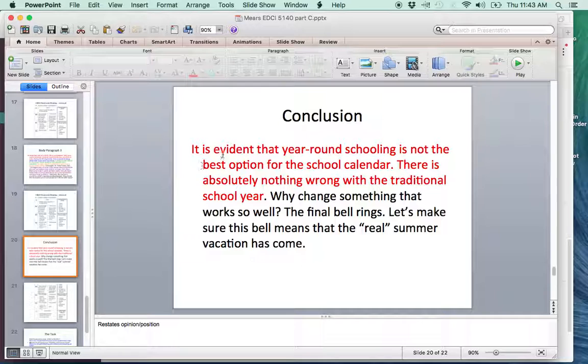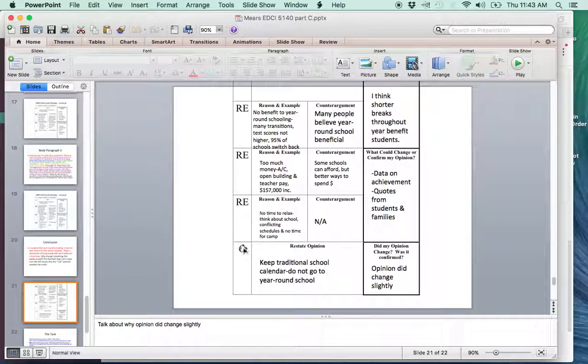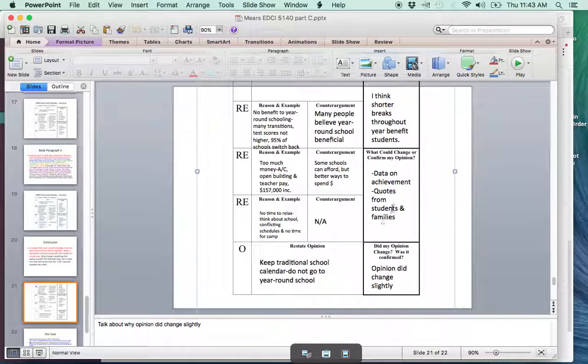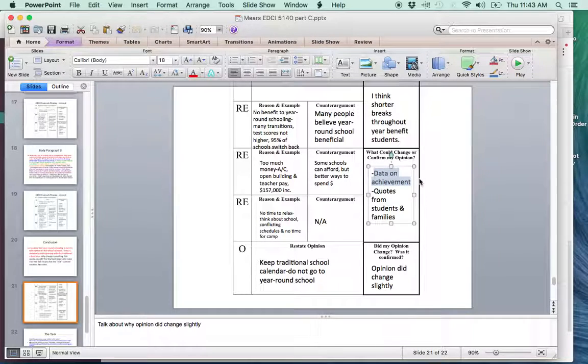Here is the conclusion. The author restates his or her opinion, ties the whole persuasive essay together. So I've put that in the restated opinion box. All right, so did I see data on achievement, quotes from students or families? We did see quotes, and I was very impressed. And the author did include some specific statistics, but not on student achievement, which for me as a teacher is one of the biggest things that I would look for.